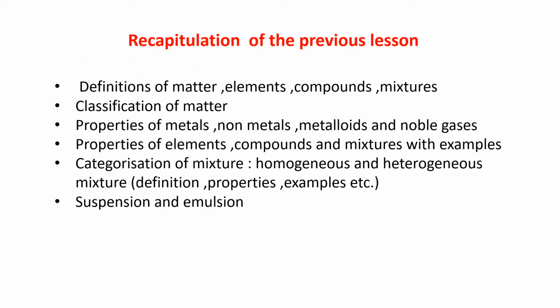This is the recapitulation of the previous lesson, what we have learned in the previous lesson: definitions of matter, elements, compounds and mixtures, classification of matter, properties of metals, non-metals, metalloids and noble gases, properties of elements, compounds and mixtures with examples, categorization of mixture, that is homogeneous and heterogeneous mixture, definition, properties and examples of homogeneous and heterogeneous mixture, suspension and emulsion.